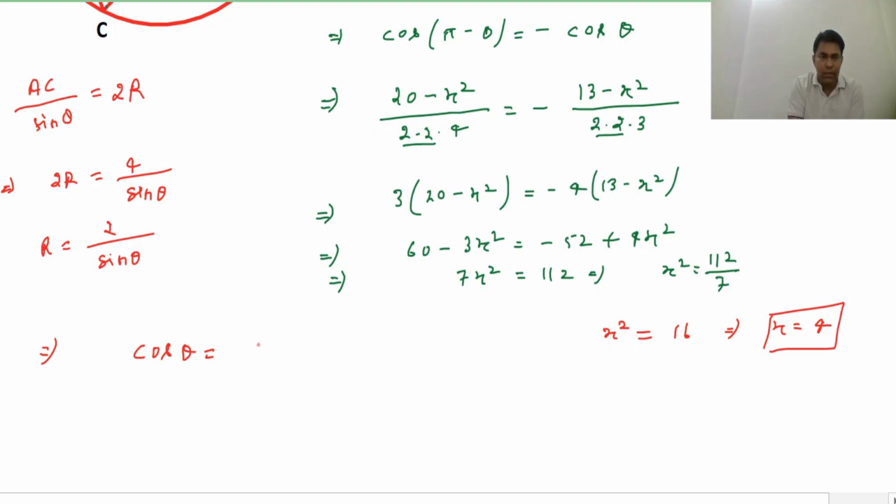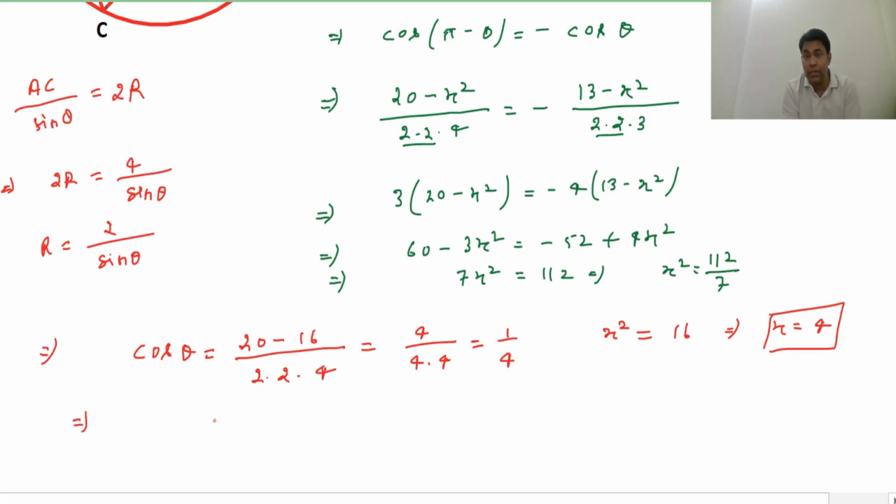is equal to 20 minus x square, that is 16, divided by 2 multiplication 2 multiplication 4. So it will be written as 4 divided by 4 multiplication 4. So cos theta is equal to 1 by 4. If cos theta is 1 by 4, that means theta is an acute angle and pi minus theta will be the obtuse angle. So from here we have cos theta is equal to 1 divided by 4.